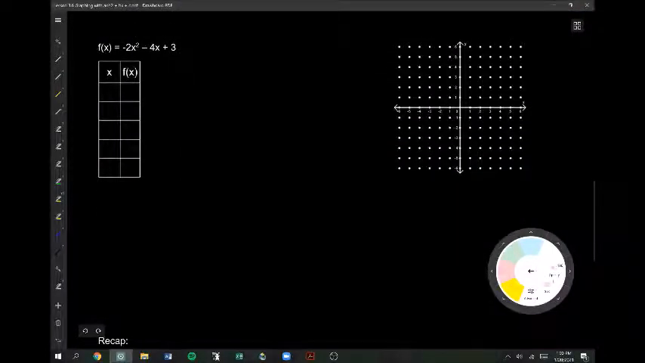Negative 2x squared minus 4x plus 3. Take a second and identify a, b, and c in this. The a term is negative 2. The b term is negative 4. The c term is 3.